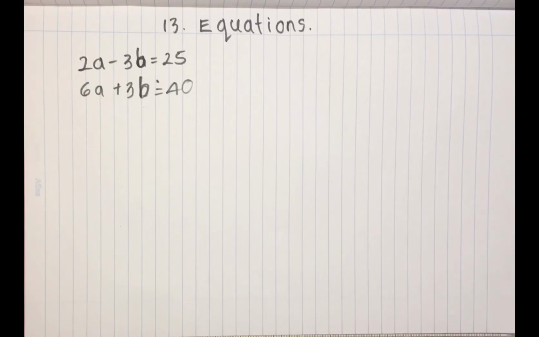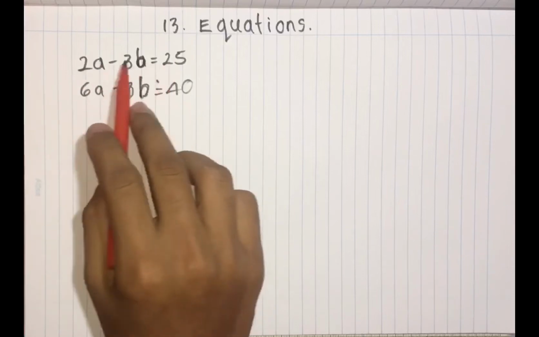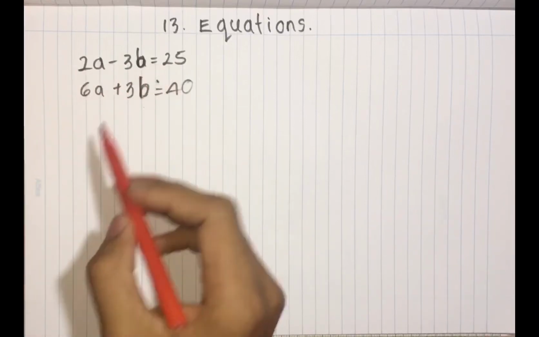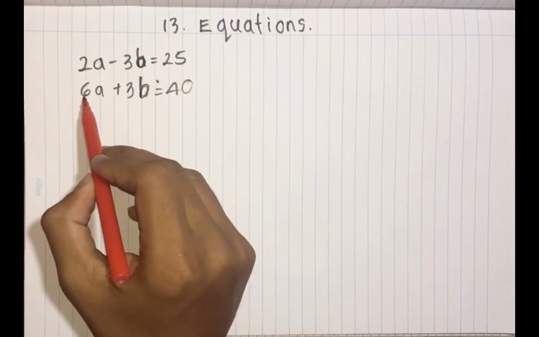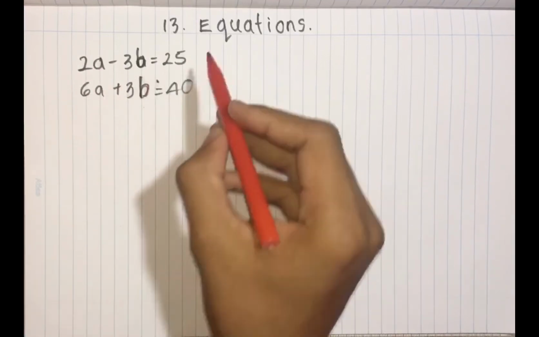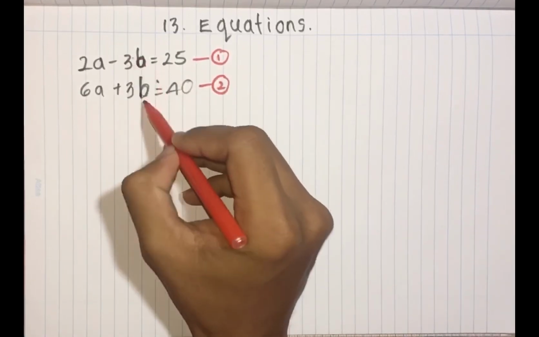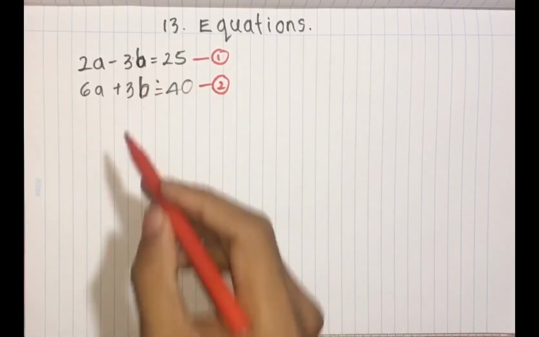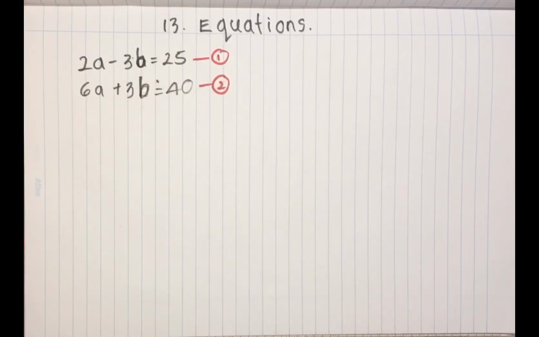Already in grade 9 you have studied the way of solving. Now if you have, for an example, a simultaneous equation of this form, look here, the coefficient of a in equation 1 is 2, and the coefficient of a in equation 2 is 6. Since if you consider b, the coefficients are equal, how did you solve? You can just add both and solve. This is in grade 9.